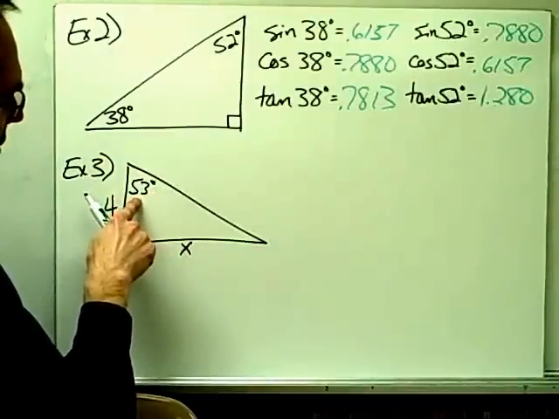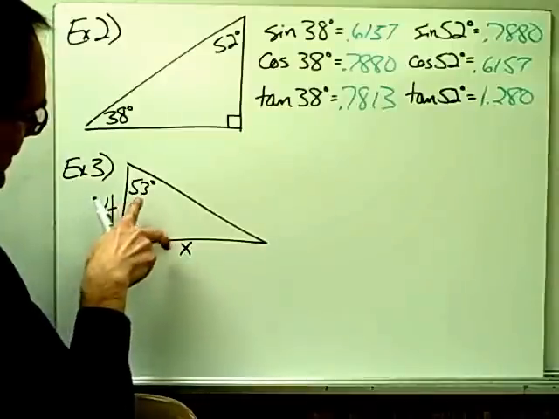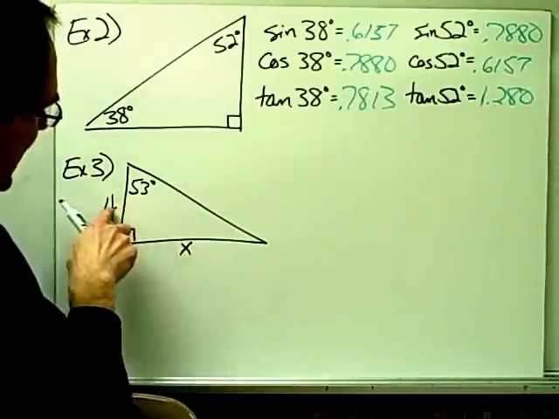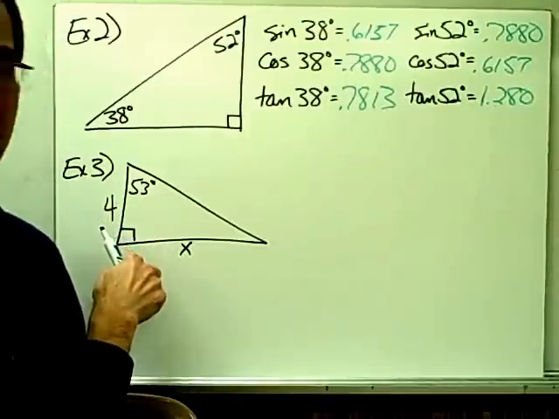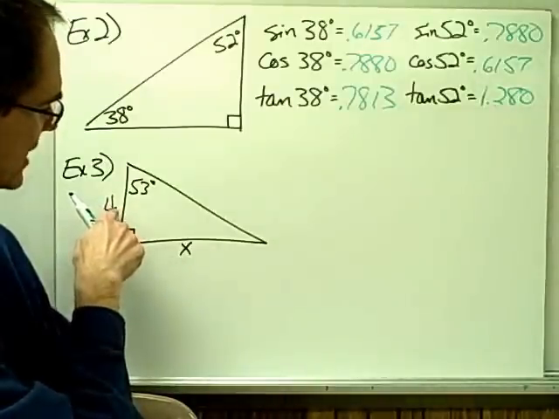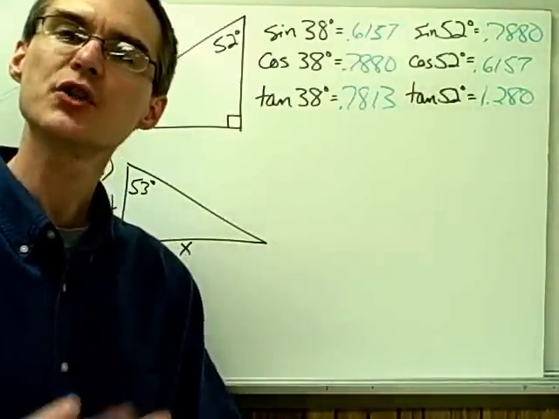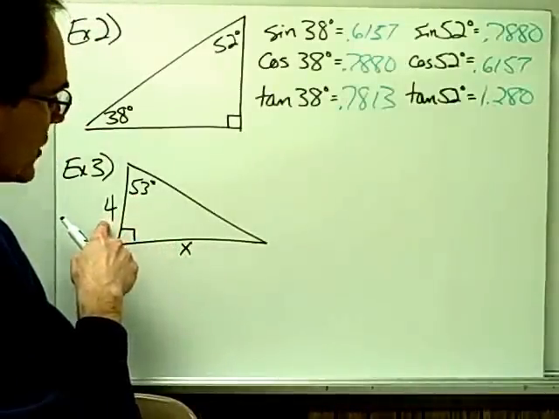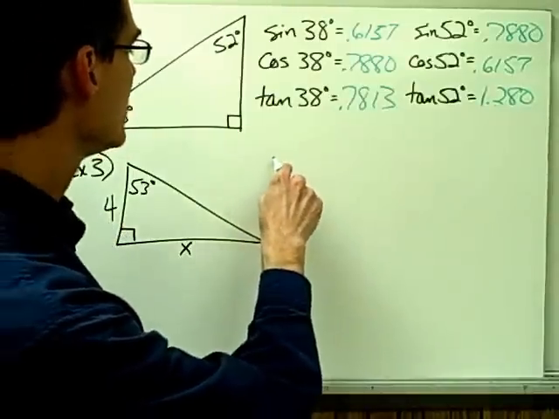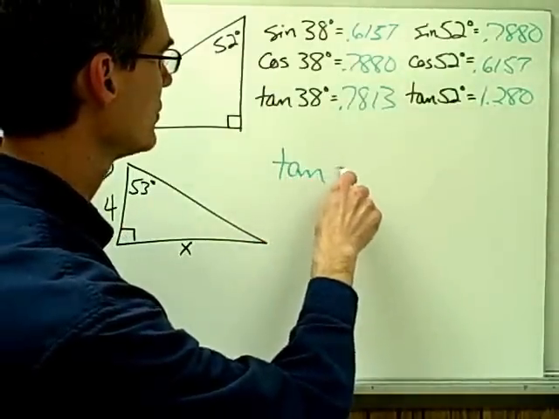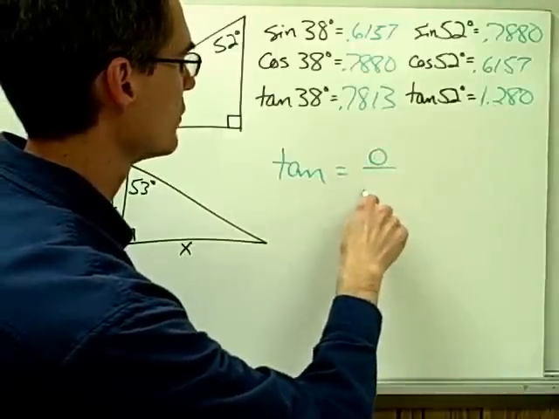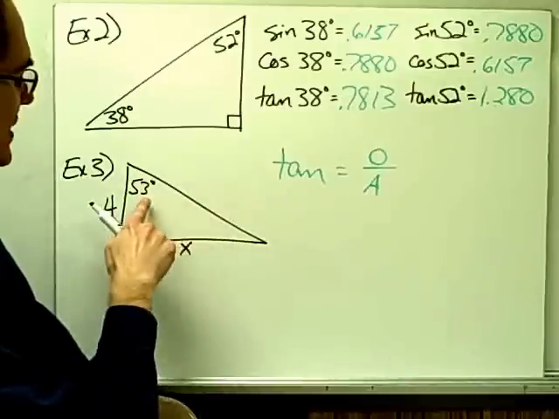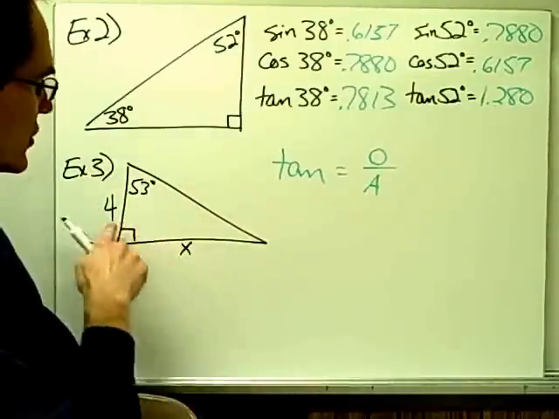So looking at this 53 degree angle, I notice that the side I'm looking for is opposite my angle, and the side I'm given is adjacent to my angle. So I have opposite and adjacent. Which trig ratio gives me a relationship between the opposite side and the adjacent side? I remember that the tangent trig ratio is defined as opposite over adjacent. So SOH CAH TOA, T-O-A. I'm going to use the tangent trig ratio to solve my problem.